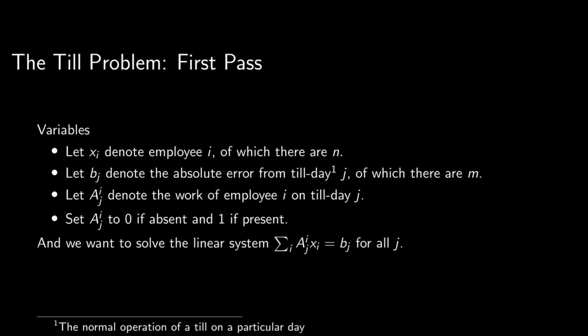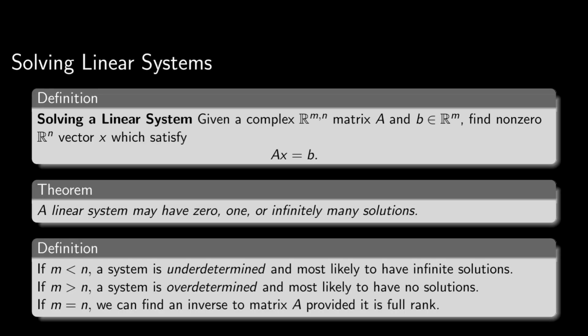We let the variable x_i denote the typical error rate, positive or negative, associated with employee i, and let b_j denote the absolute error recorded for till day j, the error observed from a single till at the end of a day. For now, we'll define a_ij equal to 1 if employee i worked on till day j, and 0 otherwise, but later we consider an alternative. The system of equations is the sum over i of a_ji times x_i equal to b_j. This can more often be written out in matrix form Ax = b.